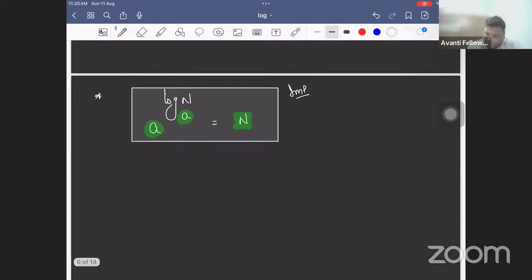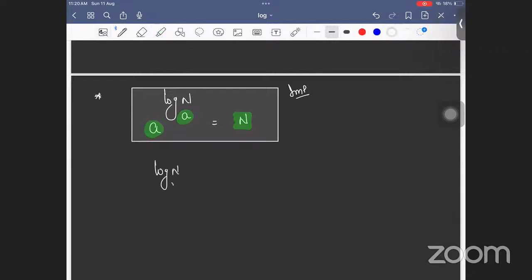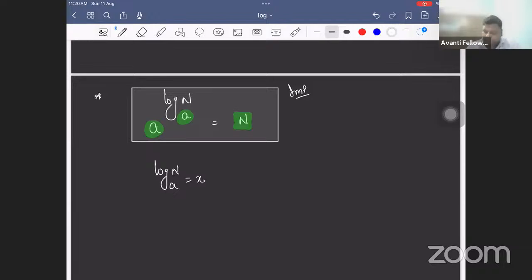We can even prove it. This is very simple. Say log n base a is x. This implies n equals a to the power x. Now substitute the value of x from there to here. So a to the power log n base a equals n. As simple as that. Got it?